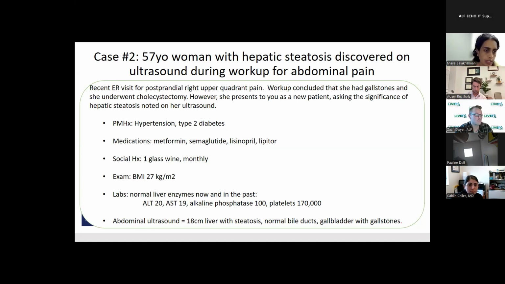So let's review her history. She too has metabolic syndrome features. She has 2 of them: hypertension and type 2 diabetes. These are the medications she takes for these conditions. She drinks a glass of wine every month or so. Her BMI meets criteria for being overweight. And you review her labs and you see that she's had normal liver enzymes persistently. It's always been normal for as long as checked in your healthcare system. You look at that ultrasound from the ER before her gallbladder was removed, and you see, yeah, she has a mild hepatomegaly, and she does have steatosis in the liver.